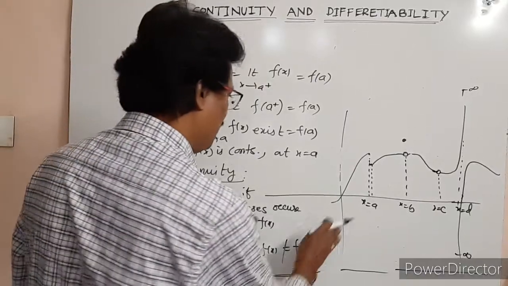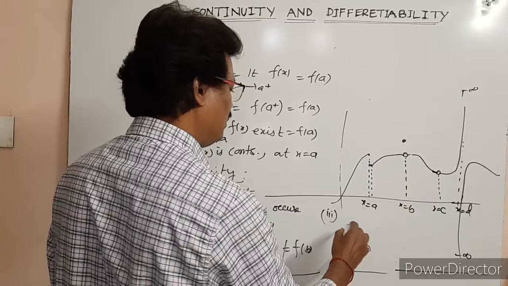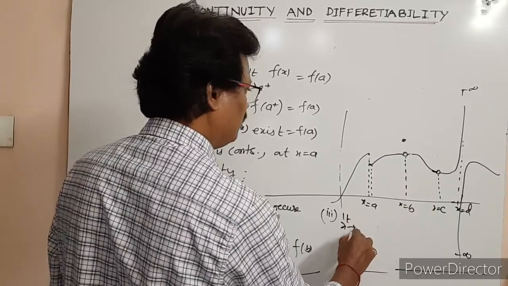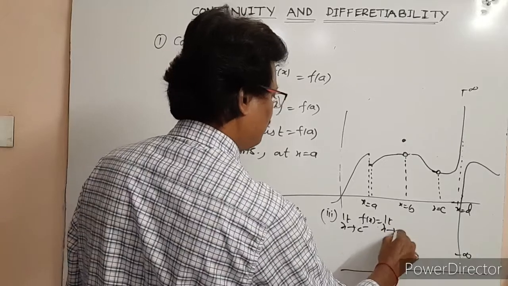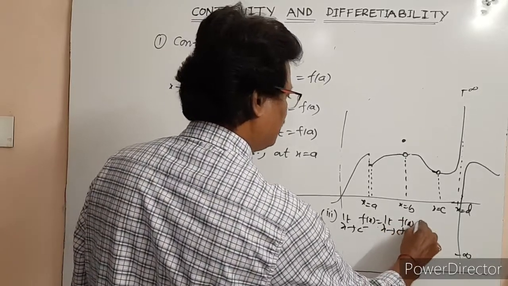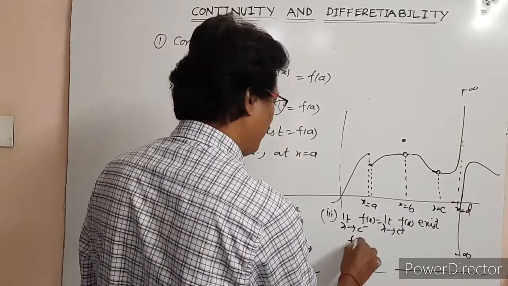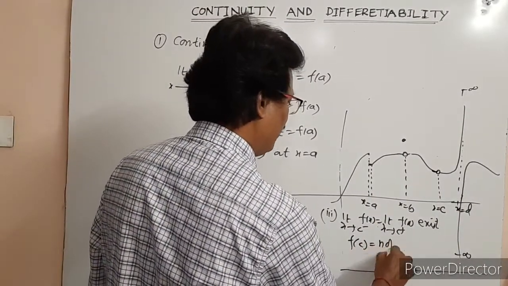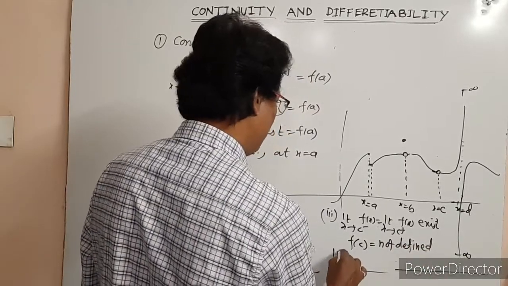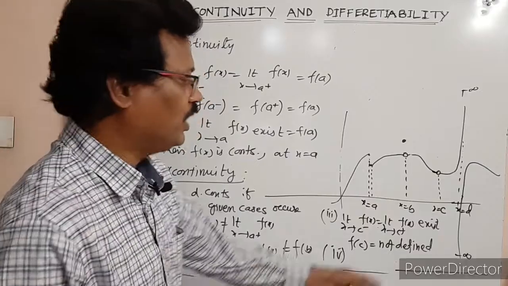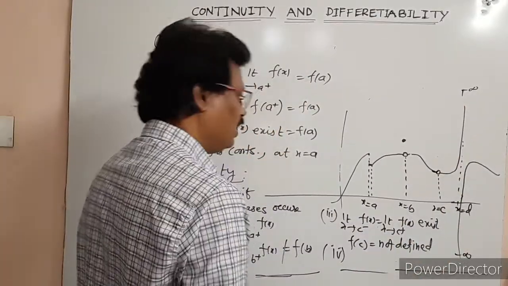And if you see at x equal to c, the third one, the limit as x tends to c minus of f(x) is equal to the limit as x tends to c plus of f(x). The limit exists but f(c) is not defined. The function is not defined. And in the fourth case, what is the fourth case here? Either the left limit or the right limit tends to infinity.